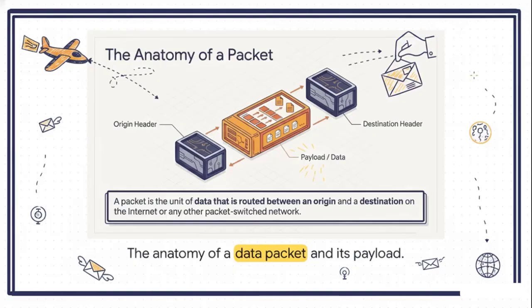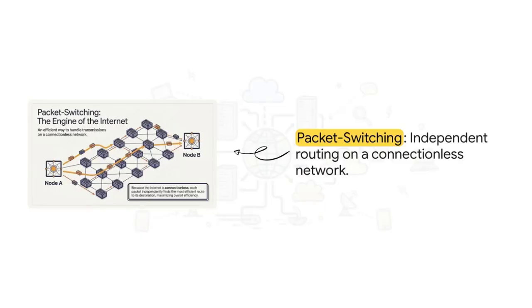Think of the origin and destination headers exactly like the outside of an envelope. They hold the to and from addresses. And nestled safely inside those headers, that's your payload, the actual data. The payload is the letter inside the envelope. Now, what's really interesting about this is how these packets actually move across the network. It's a process called packet switching, and it's basically the engine of the internet.